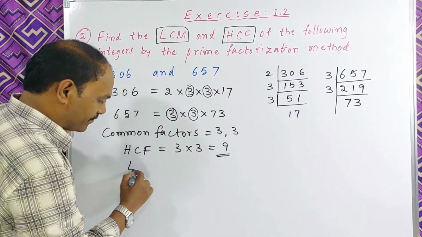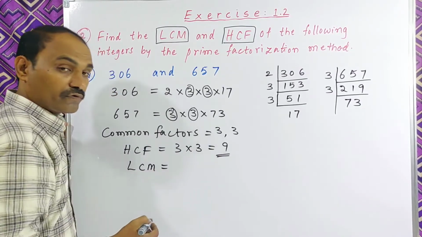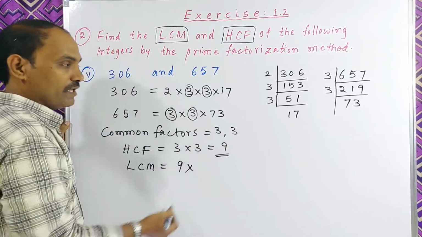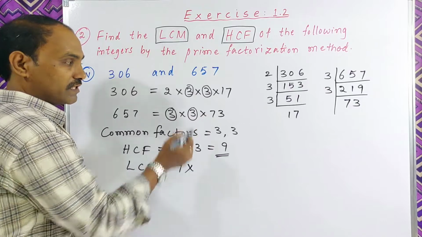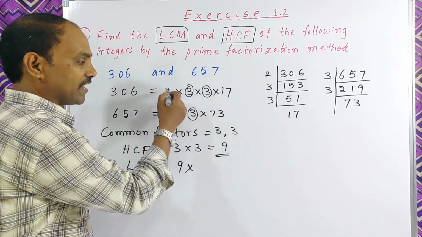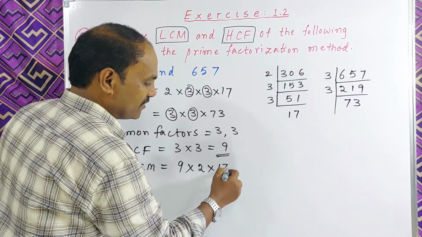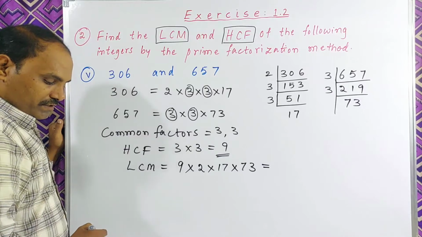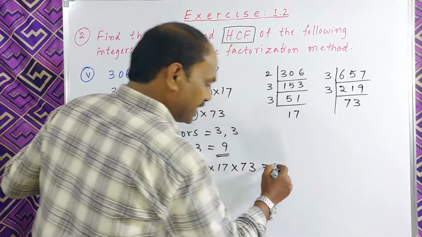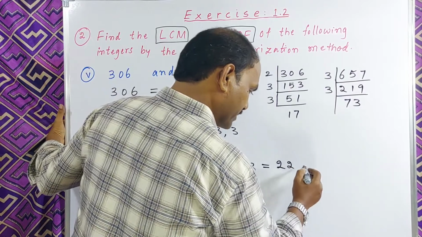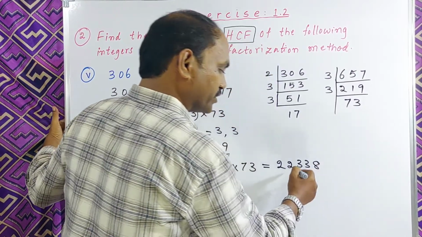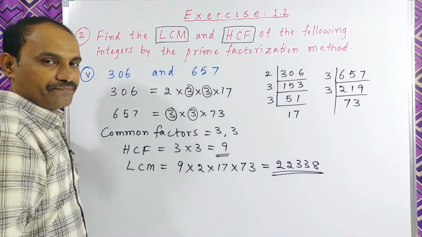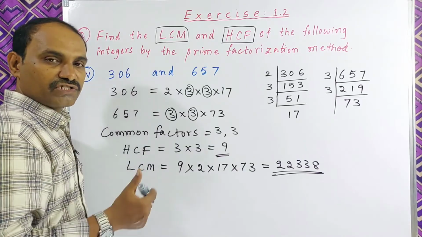Okay, now LCM. LCM is equal to, first you should write your HCF 9 into, and we round up the common factors, so leave those. Multiply with the remaining factors, means 2 into 17 into 73. When you do that multiplication, you will get 22,338. You will get this LCM. Is it understood? I think you understood. Thank you very much.